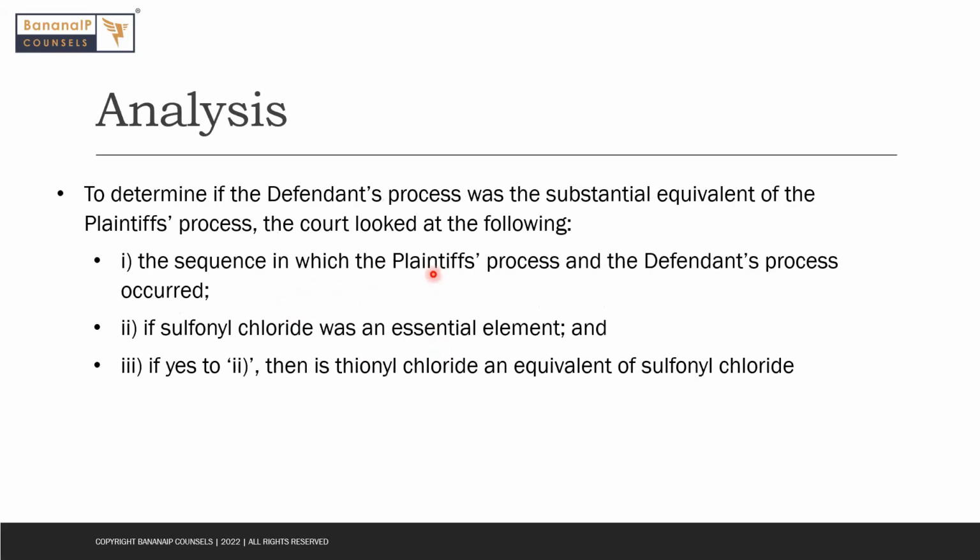Now, after looking at this, the court would then look at whether sulfonyl chloride was an essential element. And if it was an essential element in the plaintiff's patented process, they will look to see whether the thionyl chloride in the defendant's process was an equivalent to sulfonyl chloride.